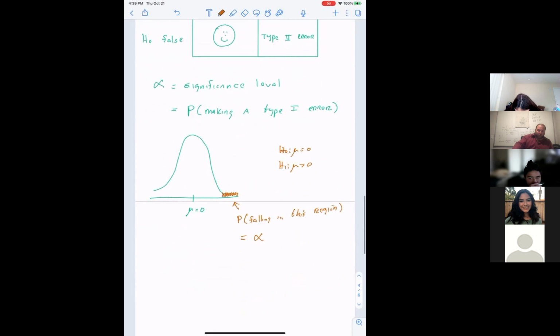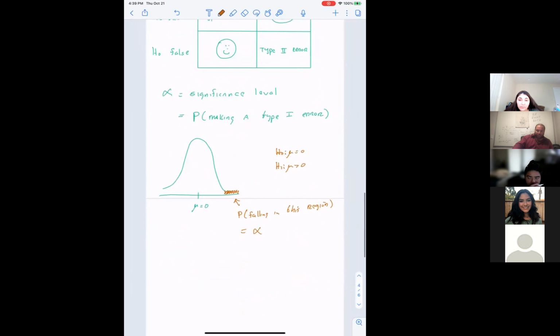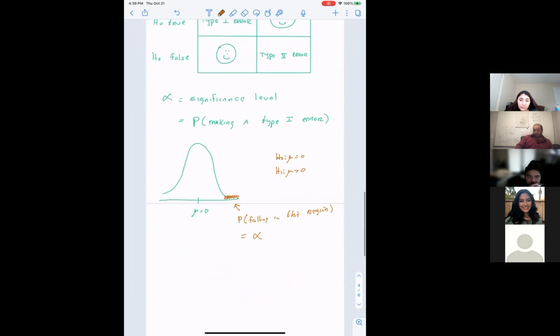If I make a type 2 error, this is a little tougher now. If I make a type 2 error, that means the null hypothesis is false, right? Well, if the null hypothesis is false, then what is mu? If it's not 0, what is it? Well, it could be anything. Right? So I'm going to get a different value for the probability of making a type 2 error for every possible alternative.